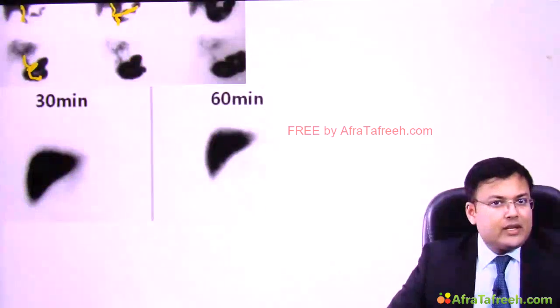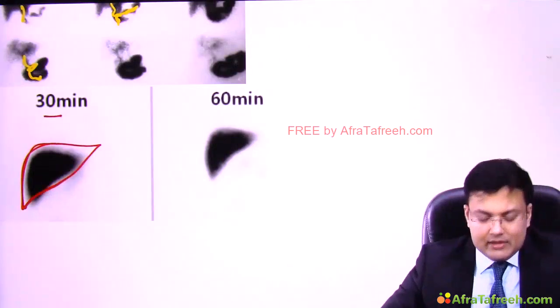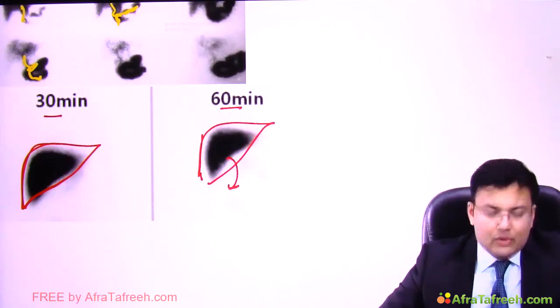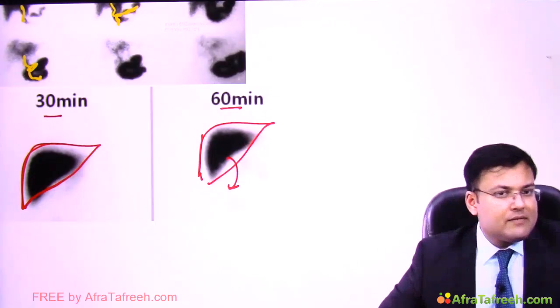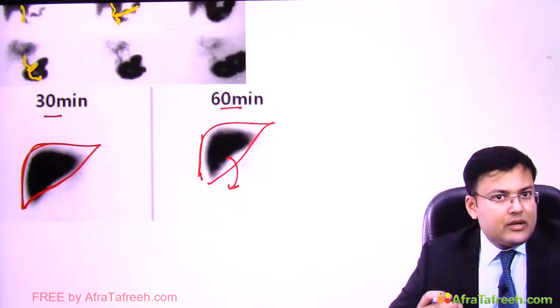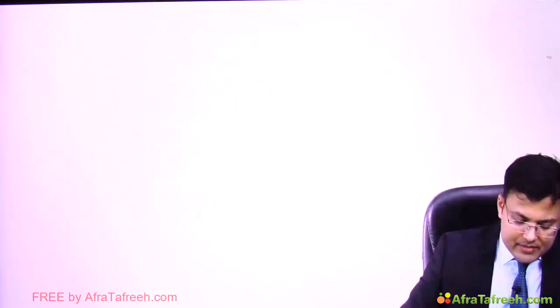Now see, this is the case of biliary atresia. After 30 minutes you notice that there is uptake only in the liver, and even at 60 minutes there is uptake but no flow into the intestine. So this is the finding seen in biliary atresia: uptake of radiotracer into the liver without any flow into the intestine. Now see the treatment.